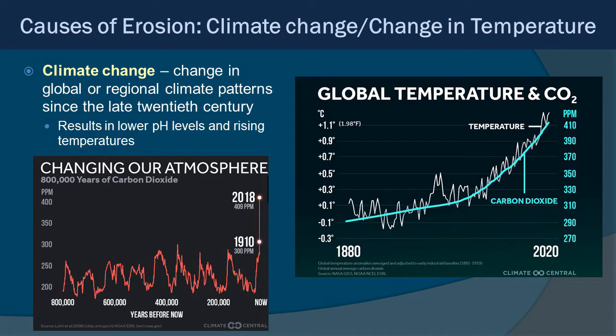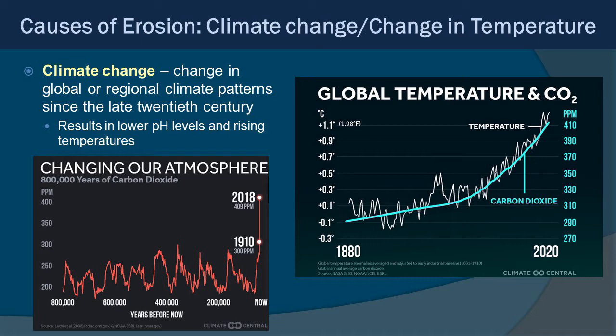Now, of course, this brings up the concept of climate change, right? Which is the next cause of erosion: climate change and change in temperature. Climate change is a change in global or regional climate patterns since the late 20th century, and this generally results in lower pH levels, which we've already talked about, and rising temperatures.